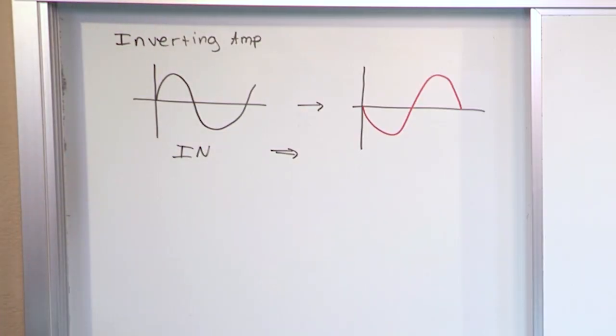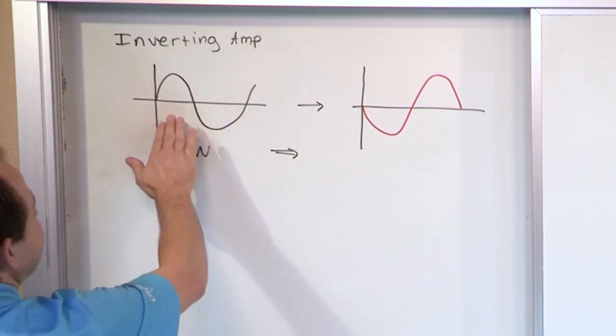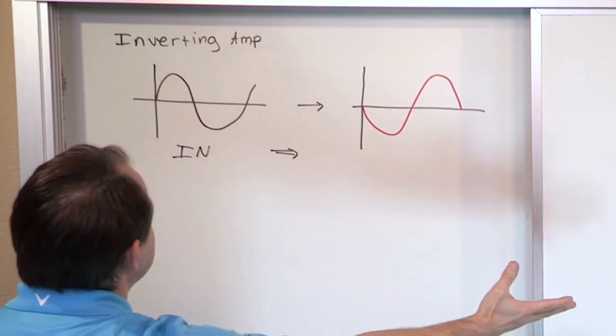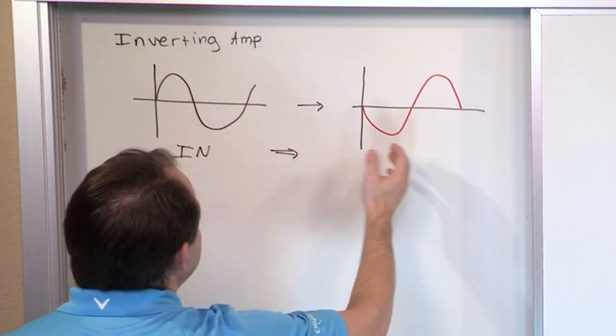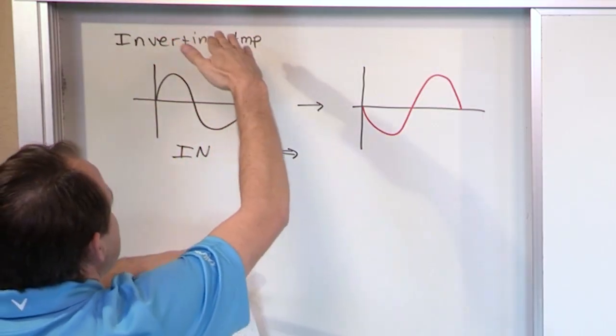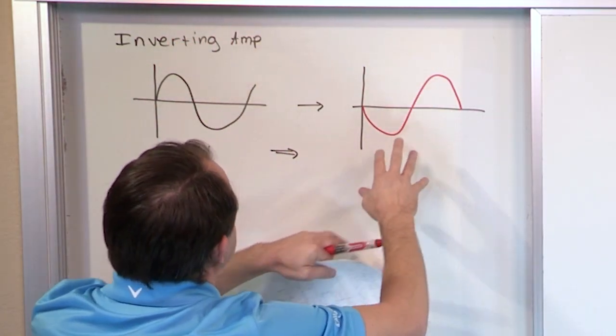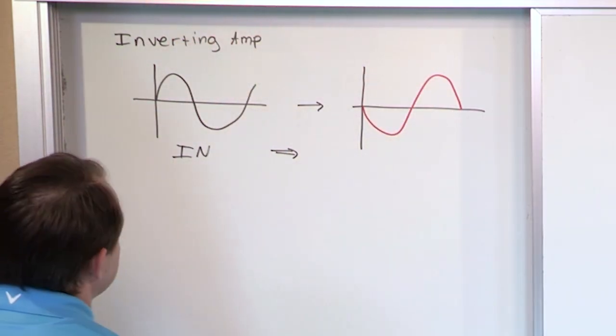In most applications, inverting an output like this is not a problem. But in some cases, maybe it is. Maybe you don't want an inverting version. Maybe you want to be able to amplify this signal, but not have it be inverted. So we're going to talk about how you could accomplish that.